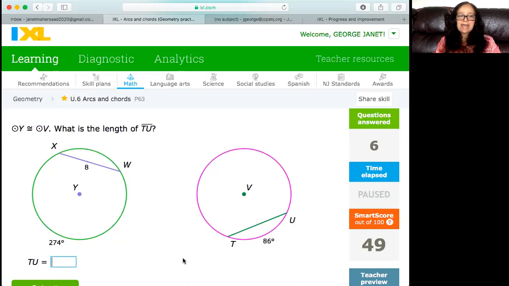The direction is asking us about the segment or the chord TU. So TU equals what? Equals the other chord, which is 8. So the answer has to be 8.